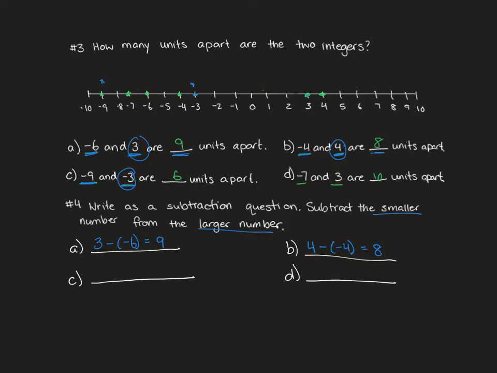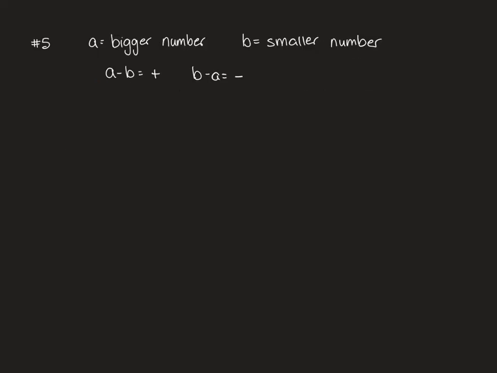The one that's to the right is always bigger. So we'll start with -3 minus -9 equals 6, because that's our units apart. And then finally, -7 and +3. 3 is bigger, minus -7 equals 10 units apart.